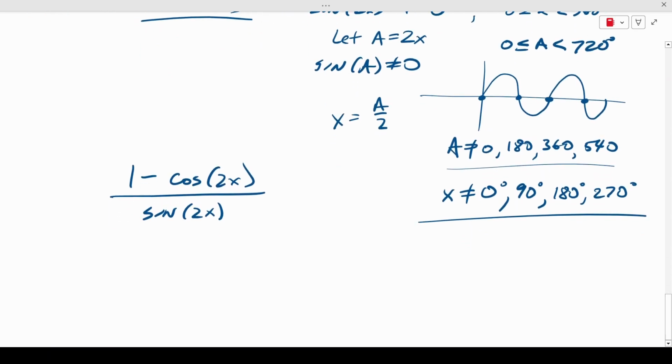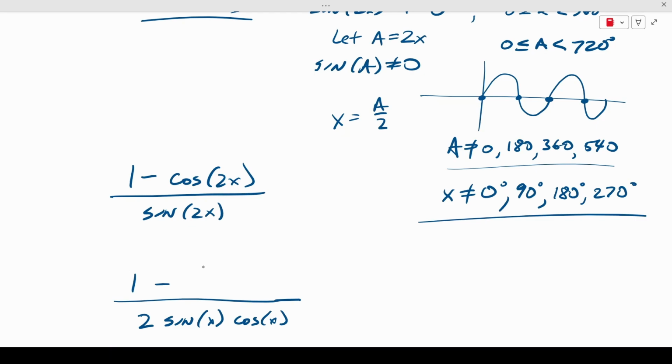Now, sine of 2x only has a single identity to use. So that's pretty straightforward. I'm going to go 2 sine of x cosine of x. Cosine of 2x has 3 possibilities for what to put in here.